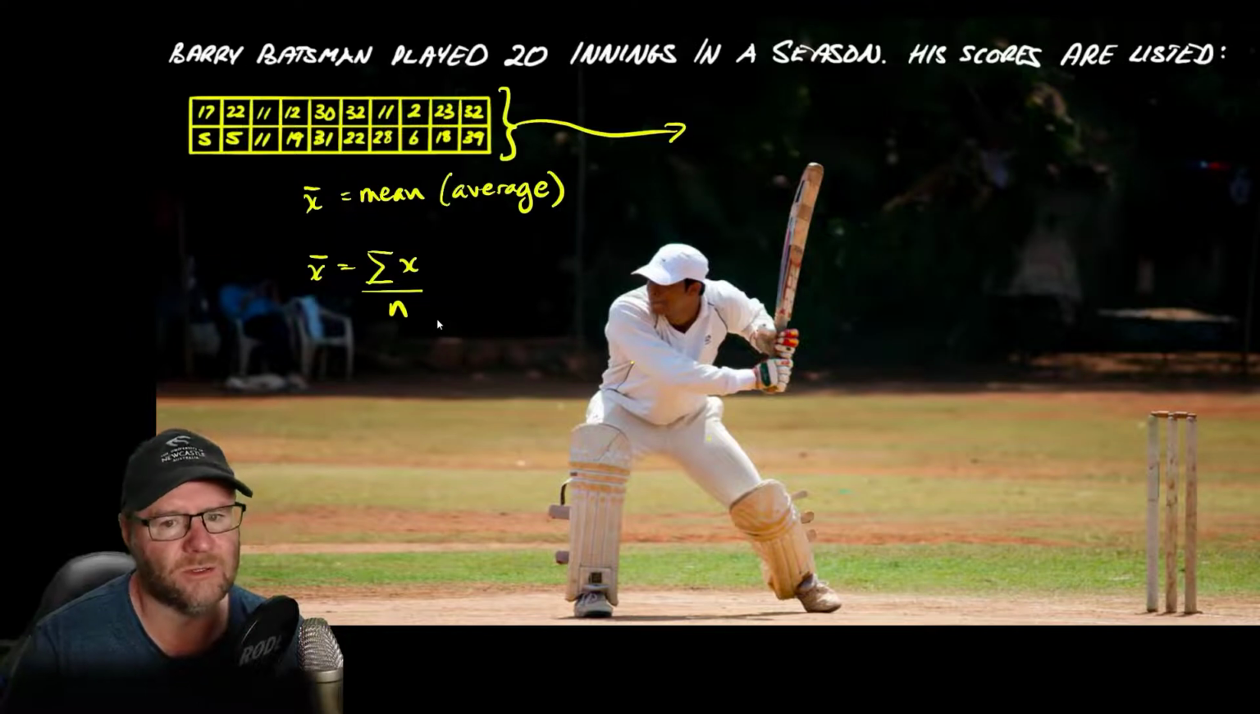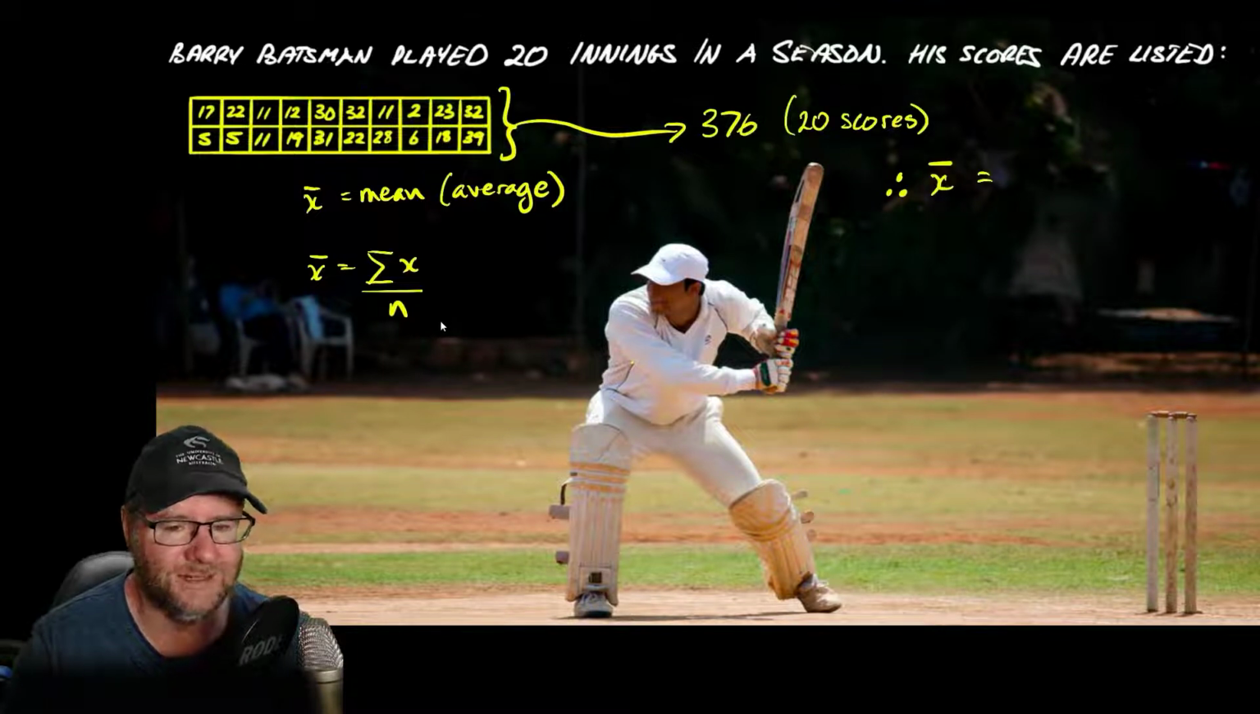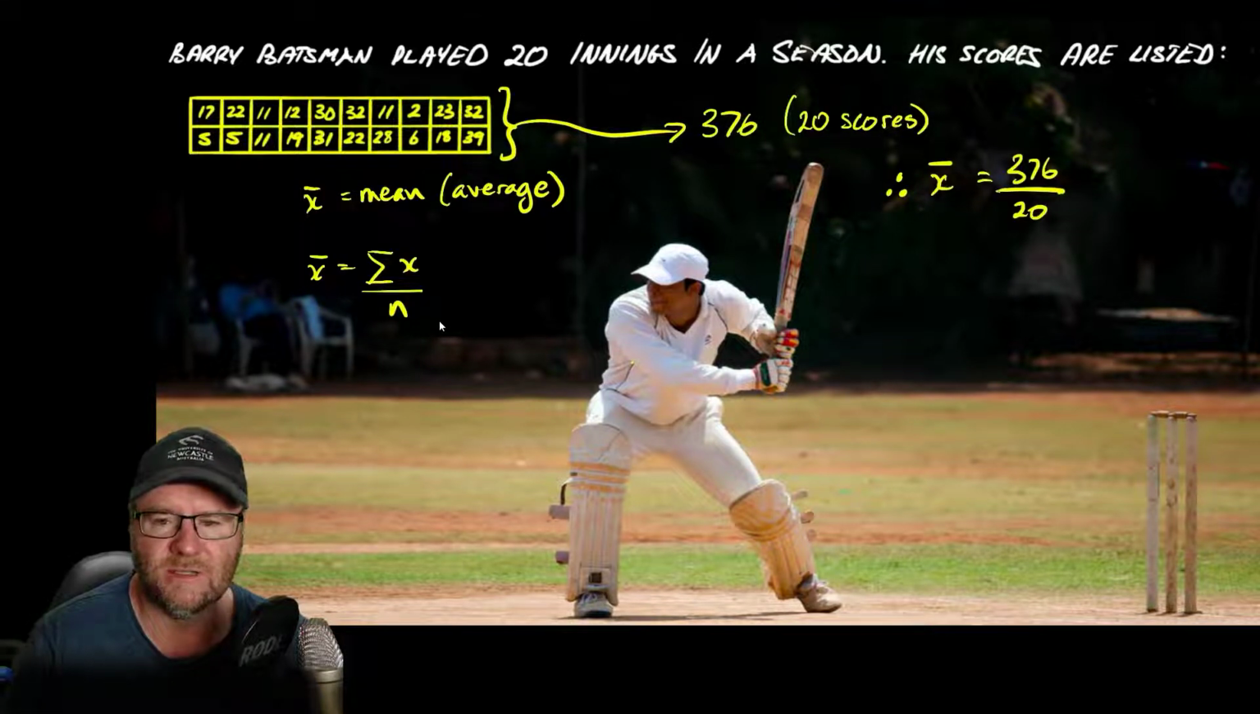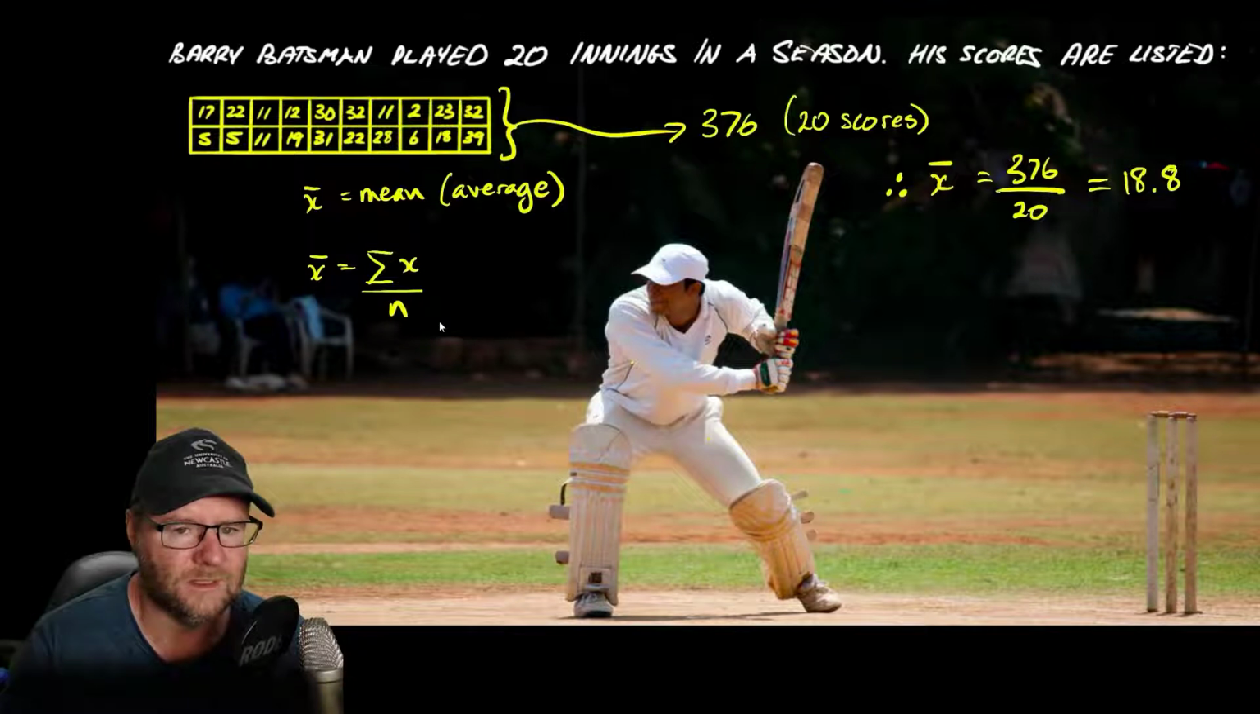So when I add all his scores together, they come up to 376 for the 20 different times he's batted. So I'm going to do 376 divided by 20 to get an average of 18.8. That's Barry's average for the season.